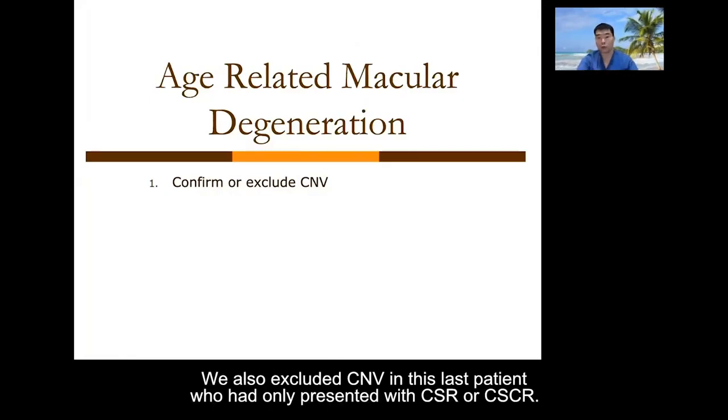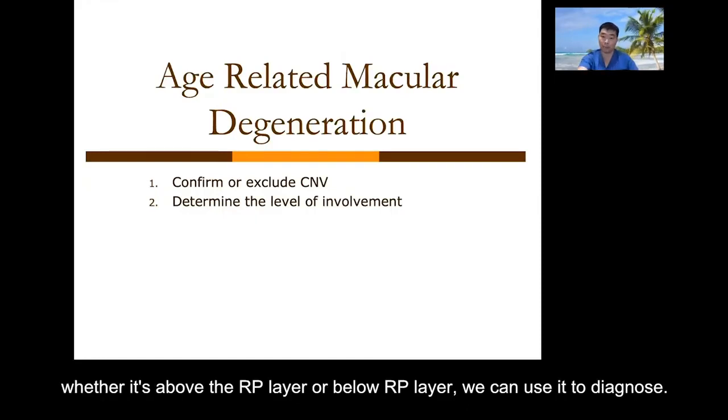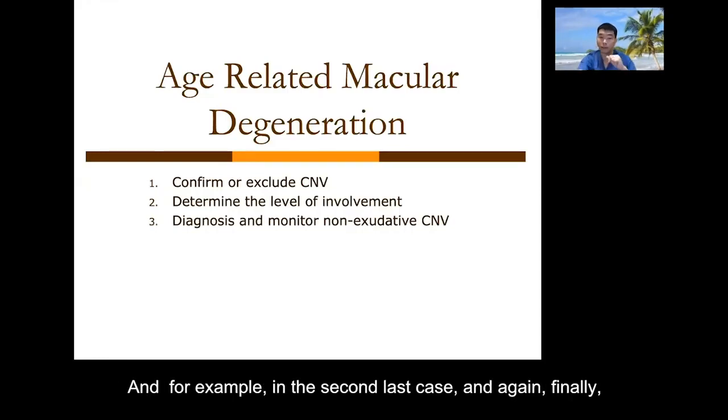We also excluded CNV in the last patient, where the patient only presented with a CSR or CSCR in the opposite eye to the CNV. We can also determine the level of involvement of the CNV, or the choroidal neovascular membrane, whether it is above the RPE layer or below the RPE layer. We can use it to diagnose and monitor non-exudative CNV, for example, in the second last case.